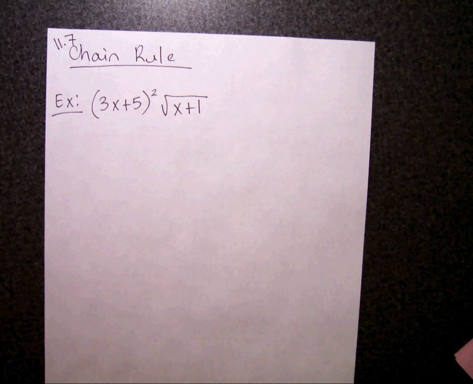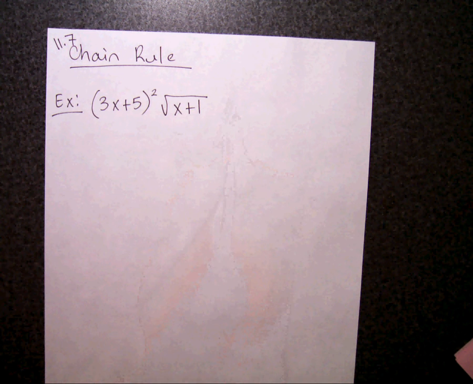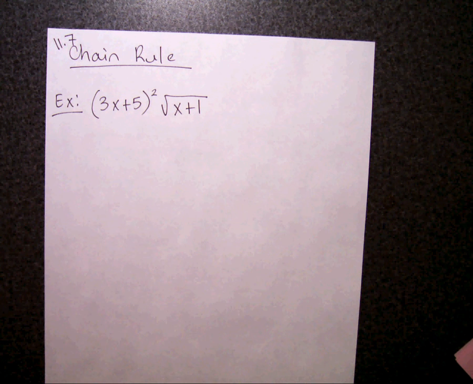So, chain rule. I have (3x + 5)² times the square root of x plus 1. First let's handle the square root, because we really haven't looked at anything with the square root. How can I rewrite this square root to make it look more familiar, something like we've worked with before? Oh, power over root, right? Close enough. So I can rewrite this with an exponent, and then I can just use power rule.